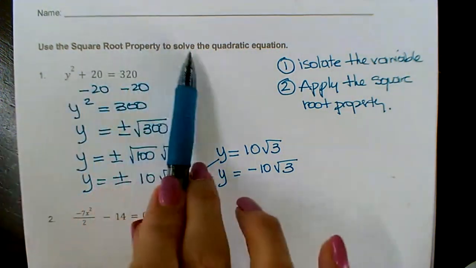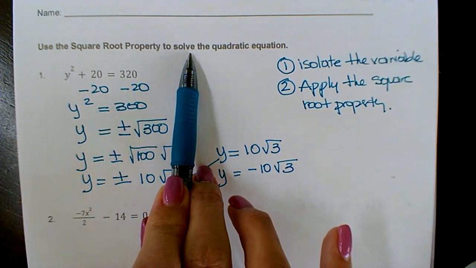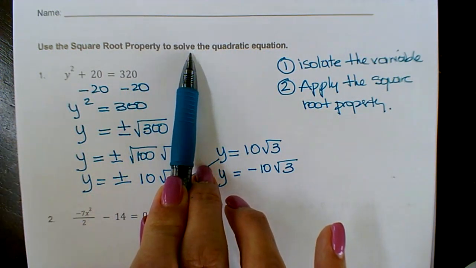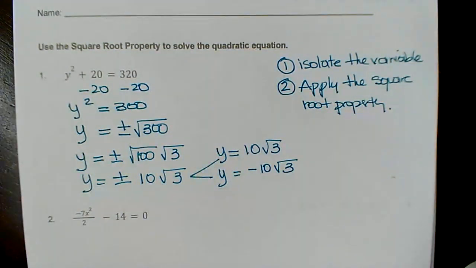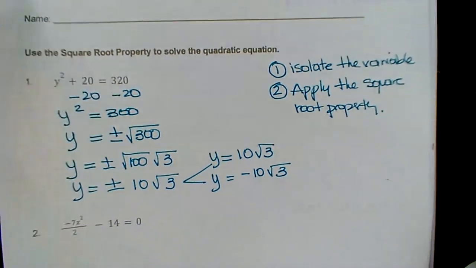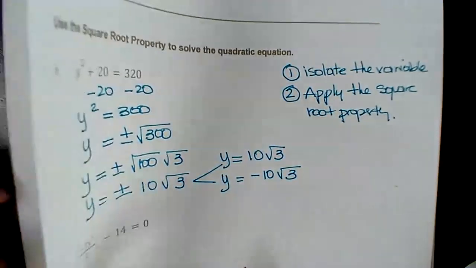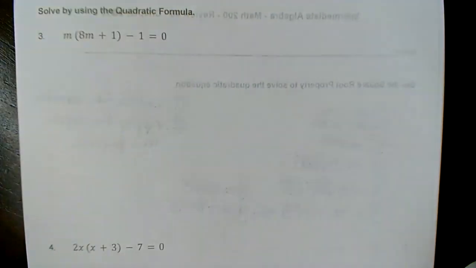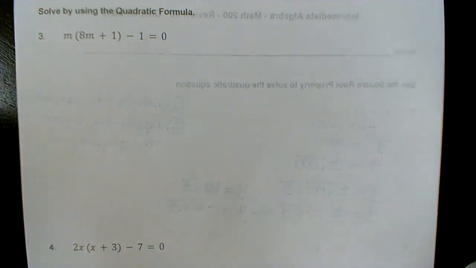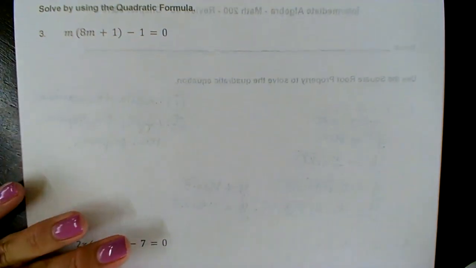We're using the square root property right there. Let's just do the odd numbers first. This is number 1. Let's do number 3. On this one, they want us to use the quadratic formula. So we have to solve it the way they're asking us.